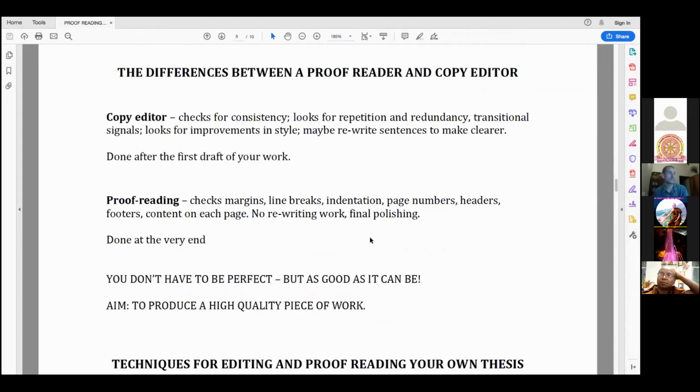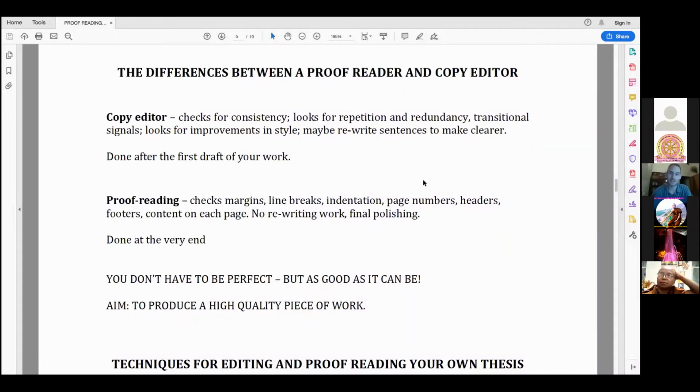checks for consistency, looks for repetition and redundancy. So this is very common in our writing. Sometimes we don't see it. In one paragraph, maybe we've repeated the same word many times, but you don't see it. But a copy editor will see it. They will pick those things up.